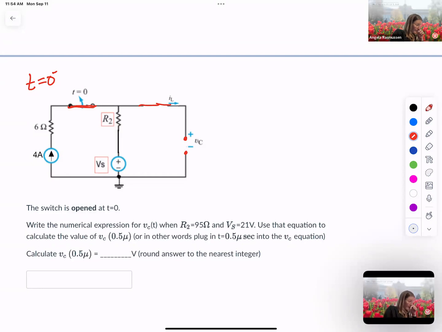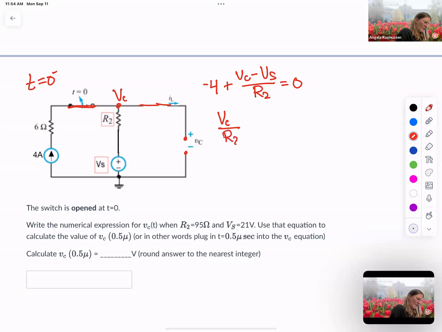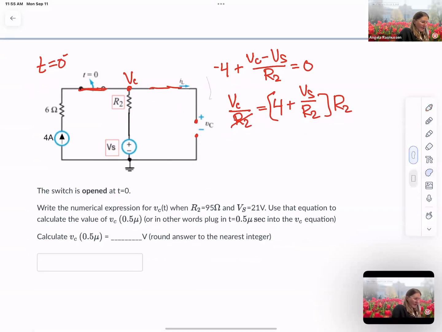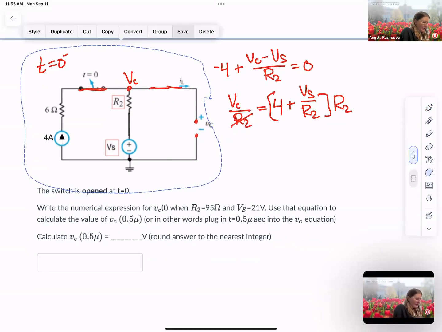And so you would solve this, which is going to be the voltage. Hopefully you can see the voltage here is going to be VC. And so you would do -4 plus VC minus VS over R2 and solve that for VC. And then from there, you would redraw the circuit in the 0 plus.